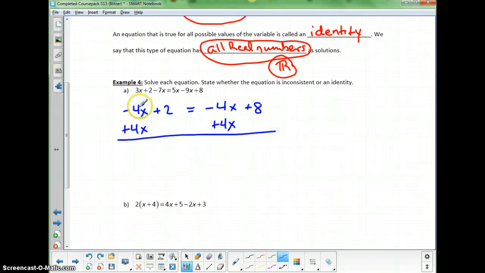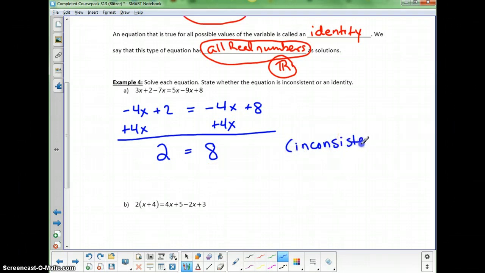When I add 4x to both sides, negative 4x plus 4x is 0, so I'm left with just the 2. Negative 4x plus 4x is 0, so I'm left with just the 8. I have no variables left. That's fine. I'm just at an impasse here where I have to decide whether or not I have a true or false statement. 2 equals 8 is not true. This is the inconsistent type.